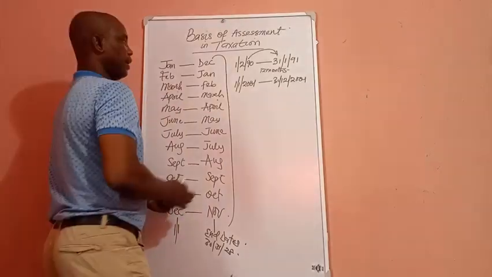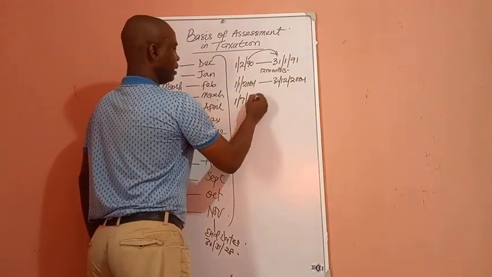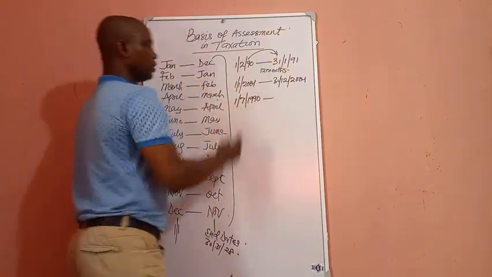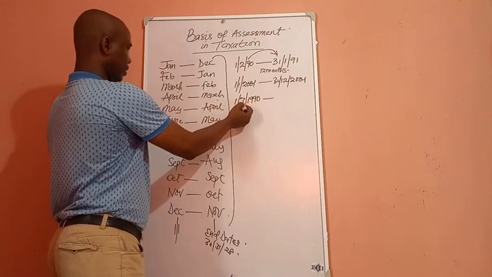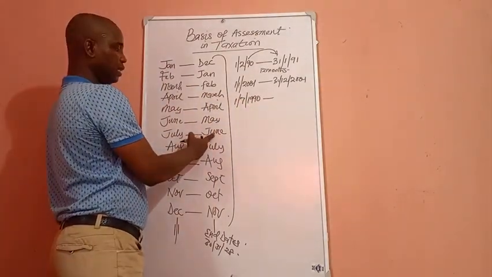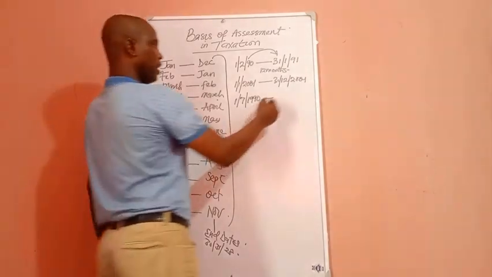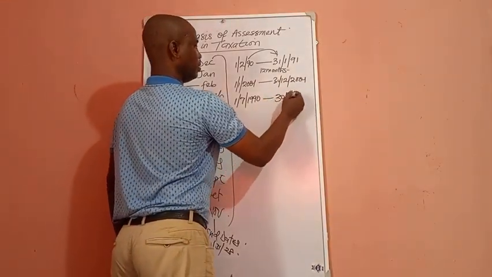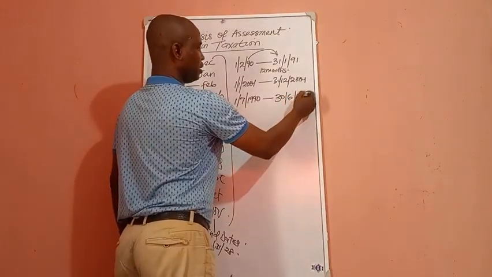If you have something like 1/7/1990, you are trying to get 12 months from this date. 1/7 is July. You look for July by the left. July is this. So the end date will be June. And this June should be the last date of June. So we'll be having 30th June. This is 1990. This is going to be 1991.